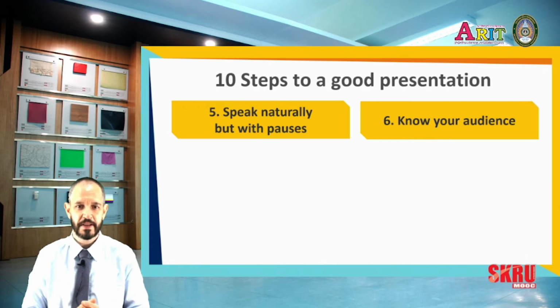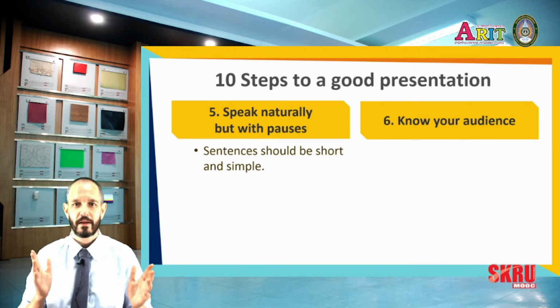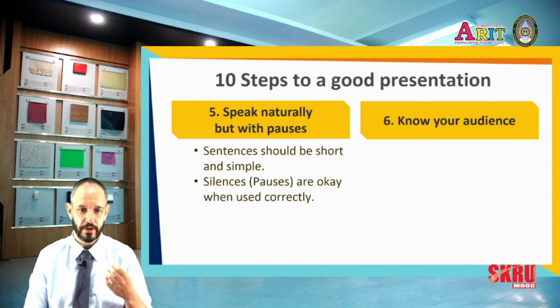Number 5 is speak naturally with pauses. Your sentences should be short and simple. So the KISS acronym: keep it simple, stupid. Keep it simple. Short, easy sentences. Don't ramble on. Also, use pauses when you're talking.